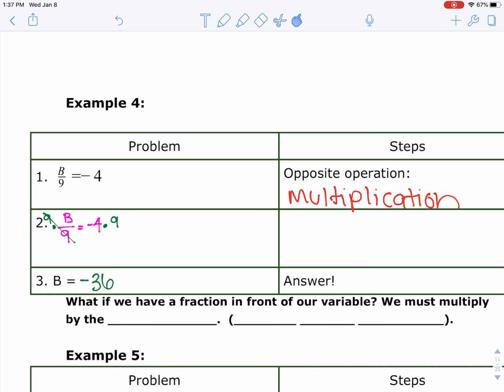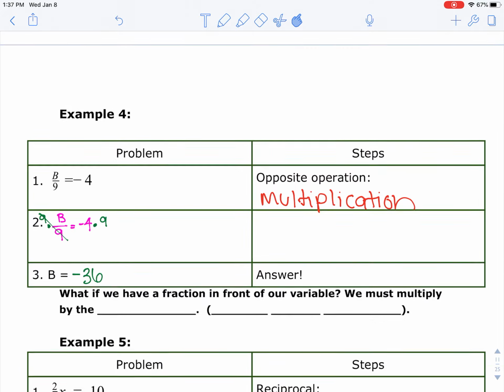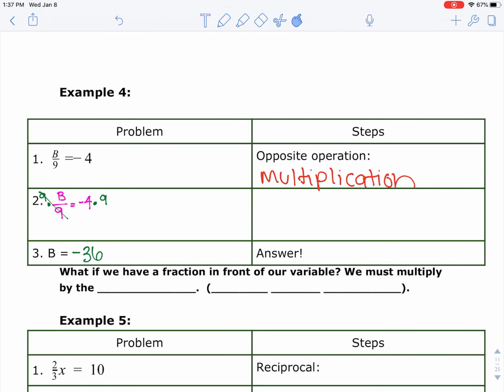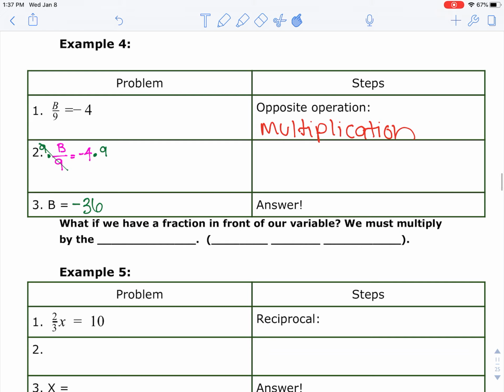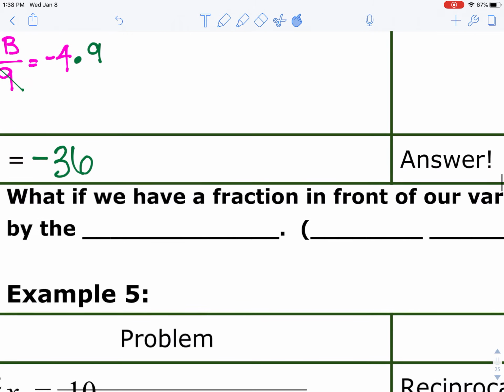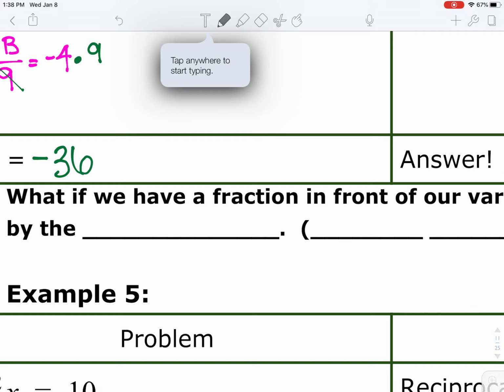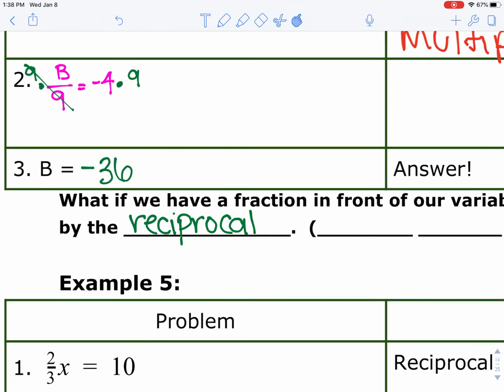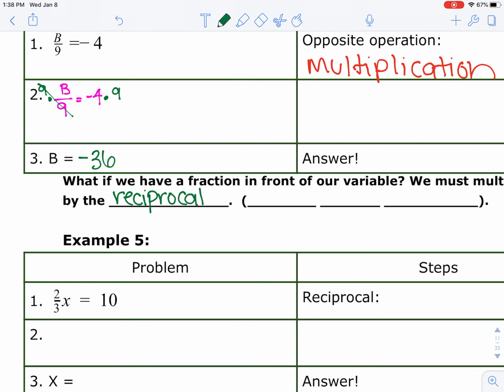And you could even check that. Does negative 36 divided by 9 give me negative 4? Yes. All right. Another scenario that they could see is if you have a fraction in front of your variable. In order to get that fraction to cancel out, you're going to have to multiply both sides by your reciprocal. And reciprocal just means that you're flipping your fraction.